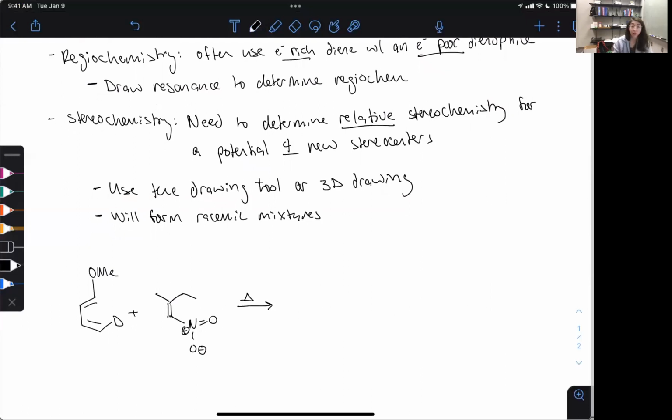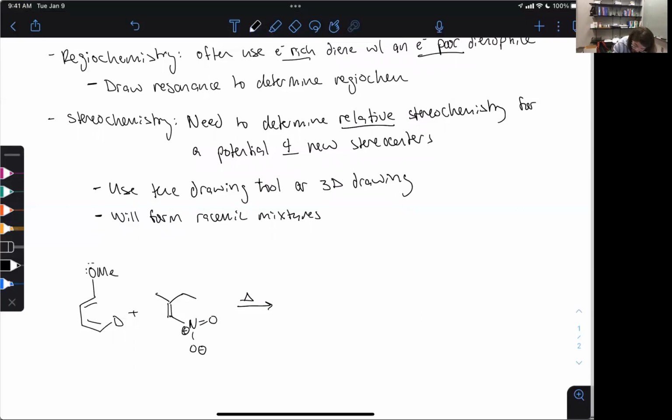Okay, so the first thing that we always want to start with is the regiochemistry of the process. So we want the most electron-rich carbon to make a bond to the most electron-poor carbon. To do that, we really need to draw some resonance structures. So for my diene, I'm going to look for something that has lone pairs on it, and that is going to tell me where on my diene I have a buildup of negative charge.